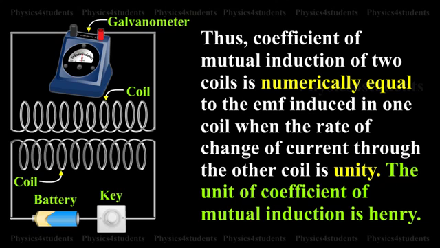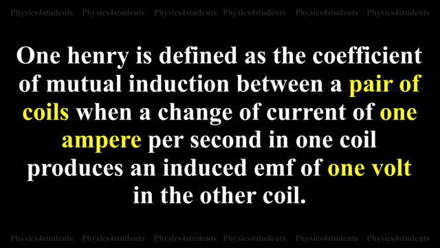The unit of coefficient of mutual induction is Henry. 1 Henry is defined as the coefficient of mutual induction between a pair of coils when a change of current of 1 ampere per second in one coil produces an induced EMF of 1 volt in the other coil.